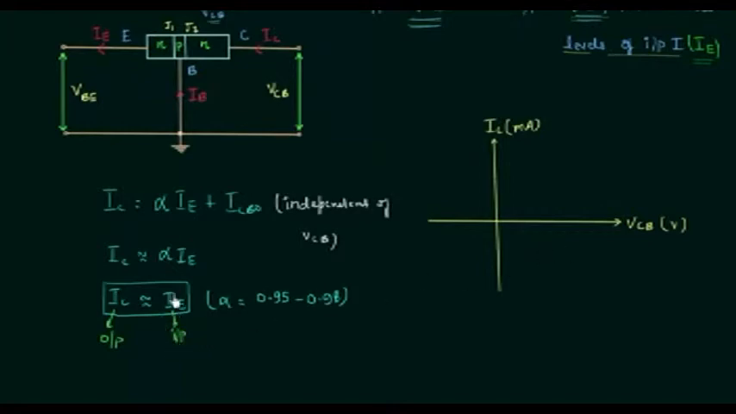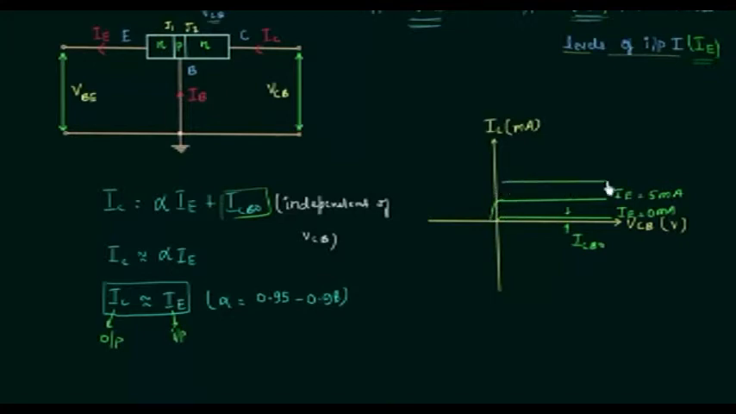When the input current, the emitter current, is equal to 0 milliamps, then the output current is nearly equal to 0 milliamps. This small current is ICBO, the reverse saturation current. When IE is equal to 0, IC is equal to ICBO. When IE is equal to, let's say, 5 milliamps, the collector current is nearly equal to 5 milliamps, and the plot will look like this.